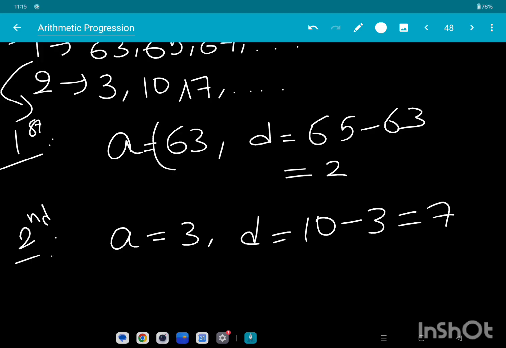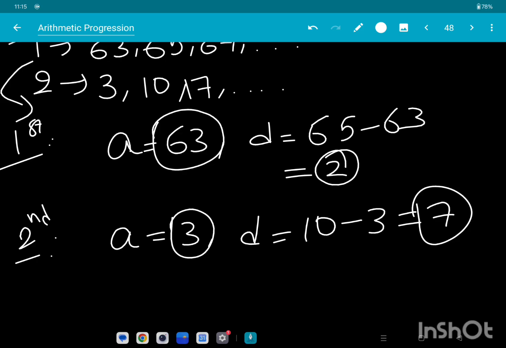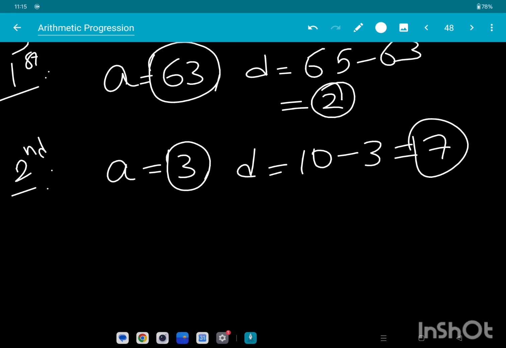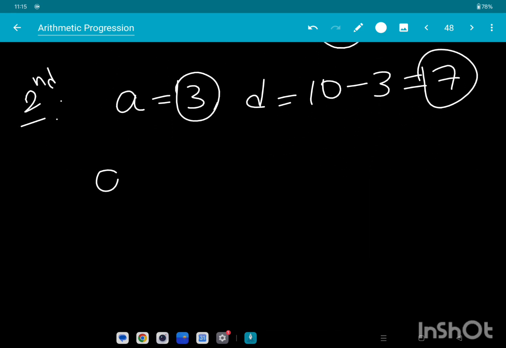So here the first term of the first AP is 63 and the first term of the second AP is 3. The common difference of the first AP is 2 and here it is 7. Now we need to find for which term they will be equal, which means the n value should be equal for both. So I will write it here: the an value is equal for the two APs. That was the question it was asking.